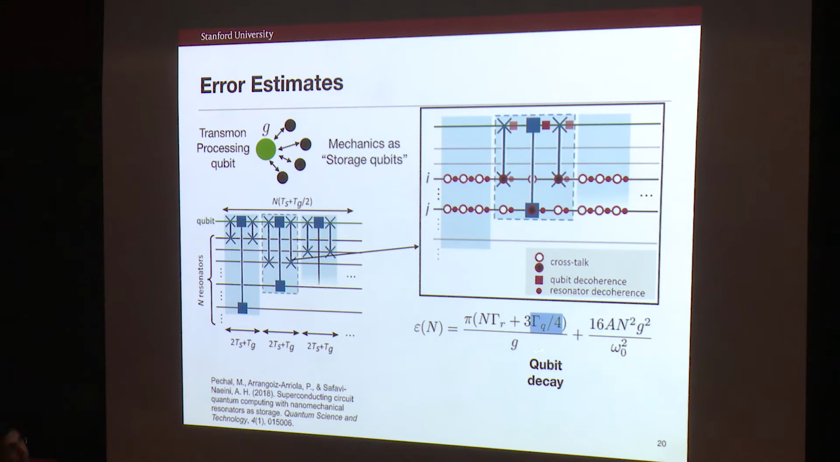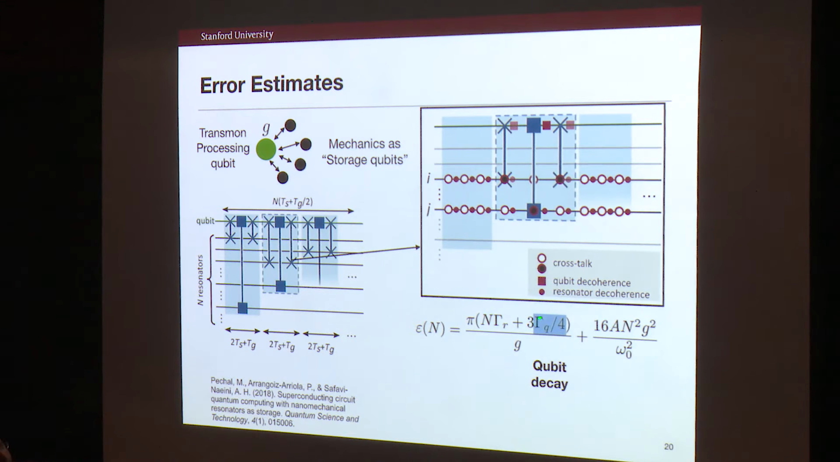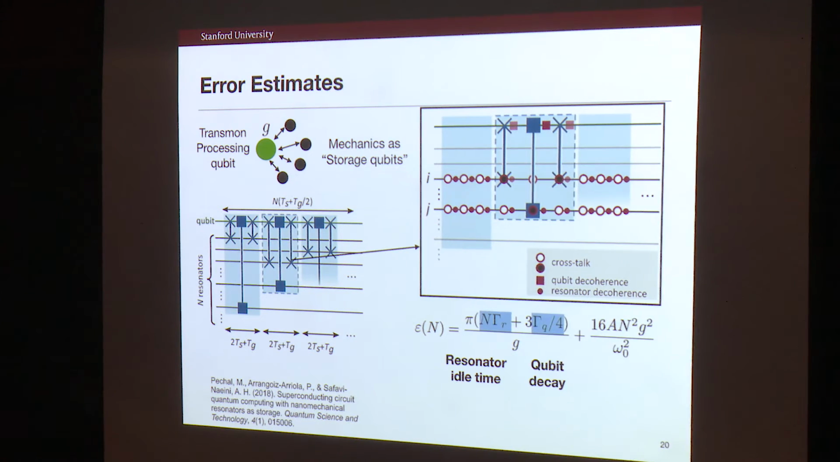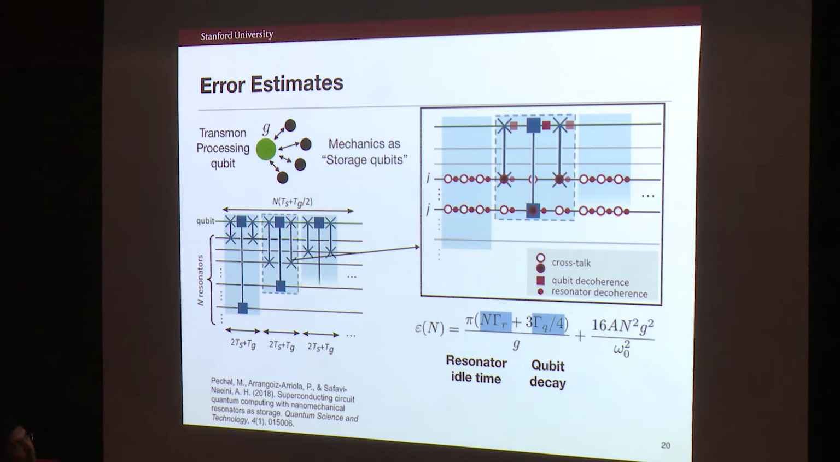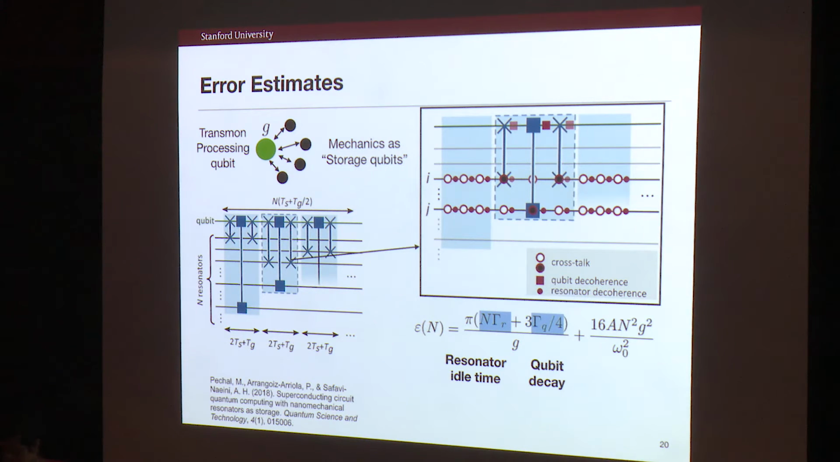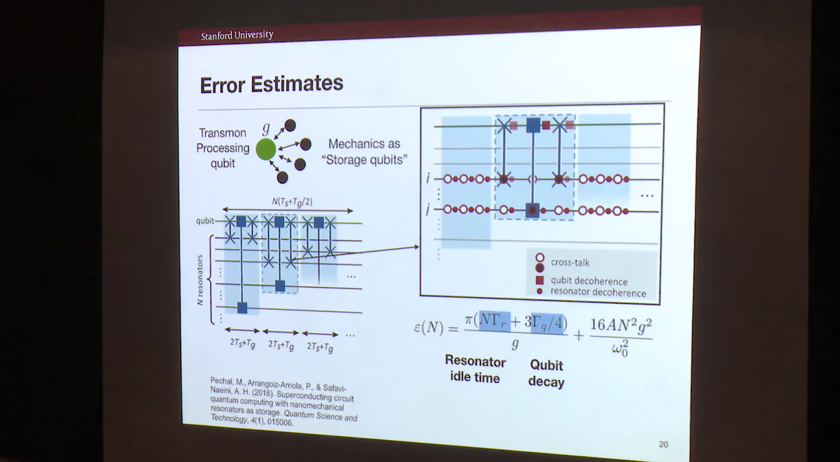So you have one term that goes as 1 over g, where g is the interaction rate. And it goes as 1 over g because the faster you do the gates, the lower the error will be. And then the qubit error and the resonator error rates are basically divided by g. And the reason there's an n in front of the resonator is because your n resonators have to wait while these gates are being done.